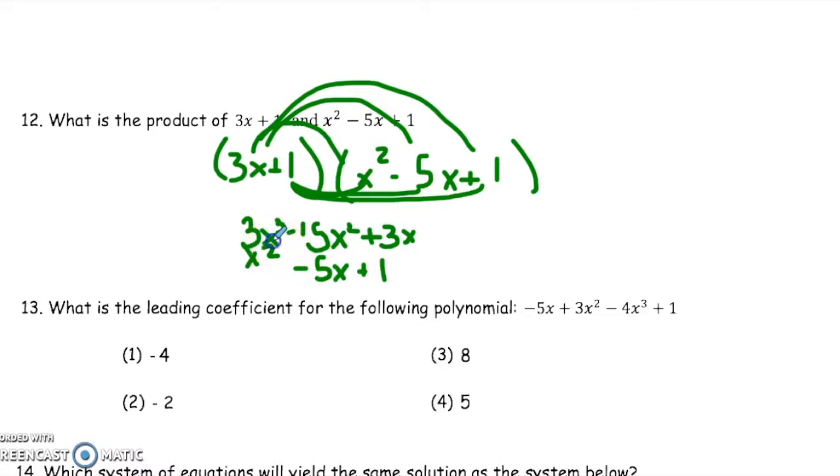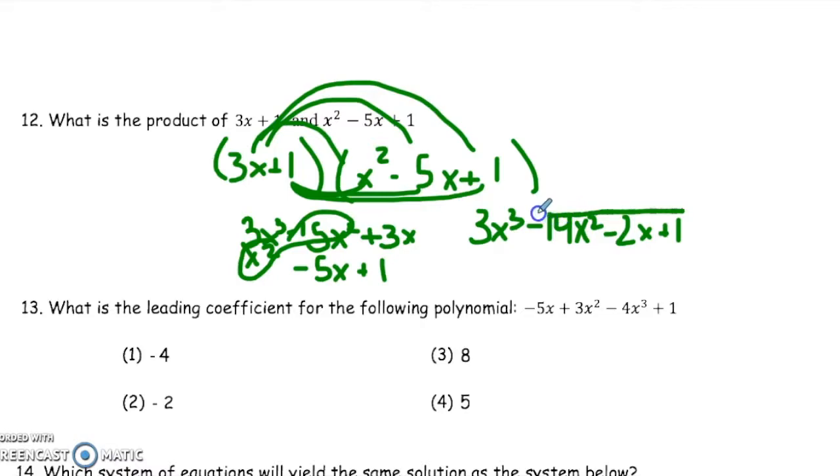So now you're going to combine your like terms on the diagonals here. We have 3x cubed. Then that's a negative 15x squared. So it's going to be negative 14x squared. And then we're going to have negative 2x plus 1. Ah, it's like a pickle.